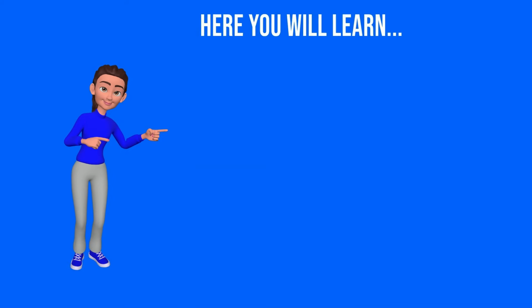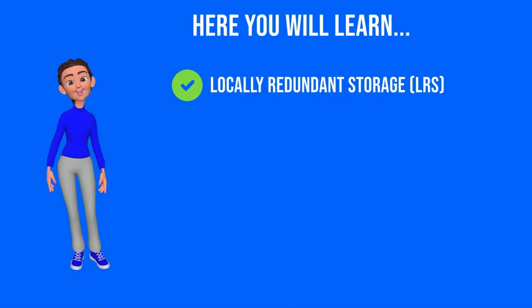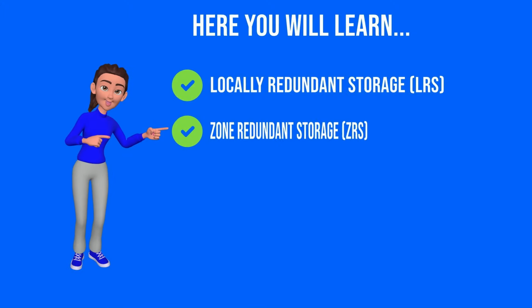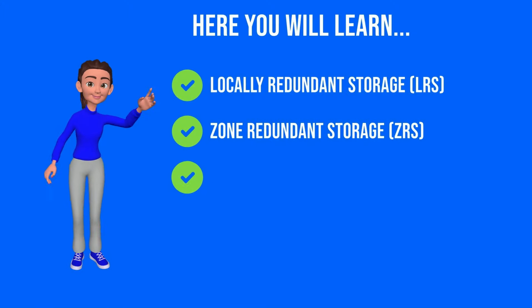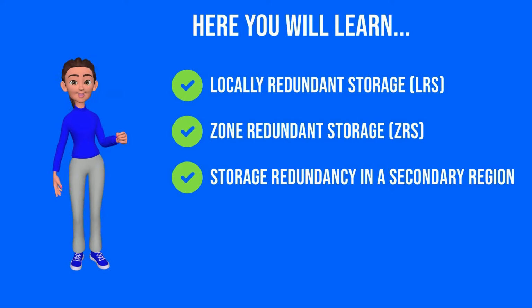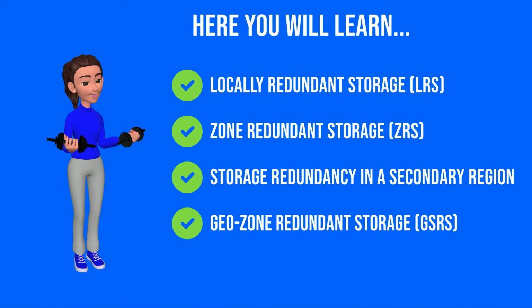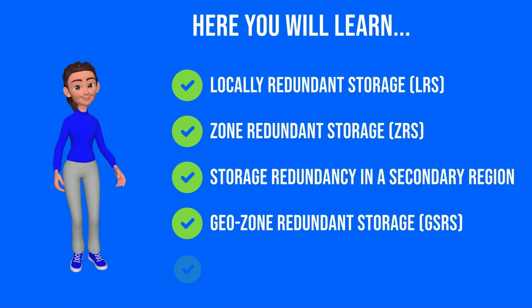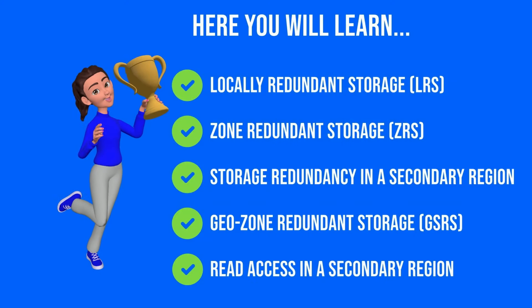In this module, we will cover Locally Redundant Storage, LRS, Zone Redundant Storage, ZRS, Storage Redundancy in a Secondary Region, GZRS, Geo-Zone Redundant Storage, and Read Access in the Secondary Region.